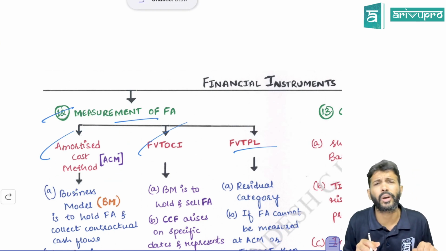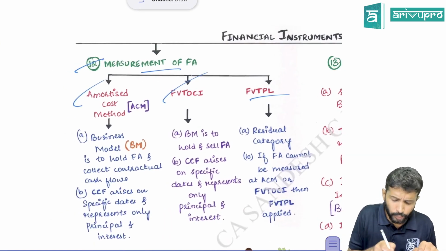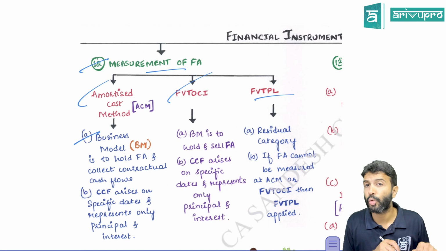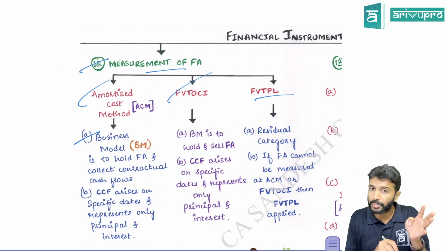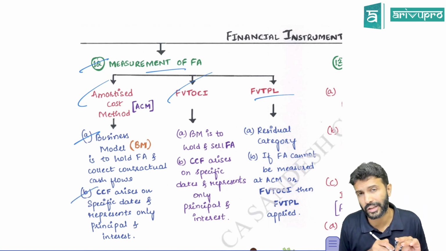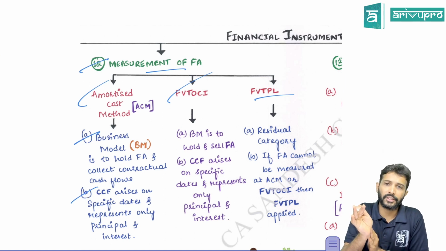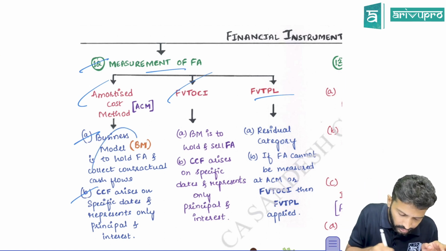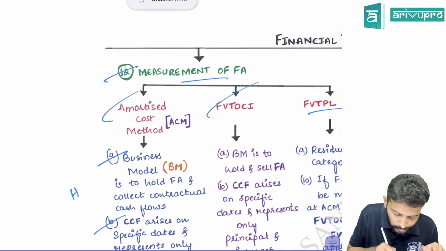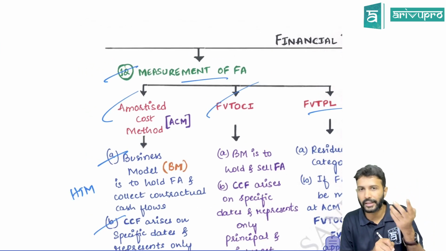Amortized cost method, what do you have to do? If you want to go for the amortized cost method, there are two tests that it should pass. One is your business model test. Another one is your contractual cash flow test. The business model for ACM is you should hold that financial asset till its maturity and collect the contractual cash flows. The business model should be to hold it till maturity and collect the cash flows.